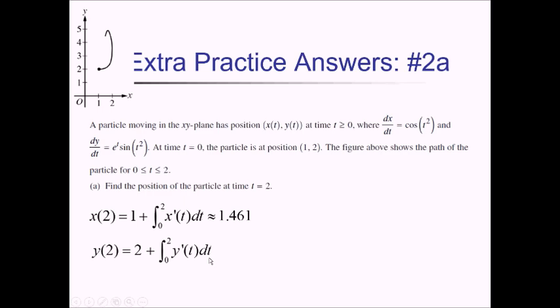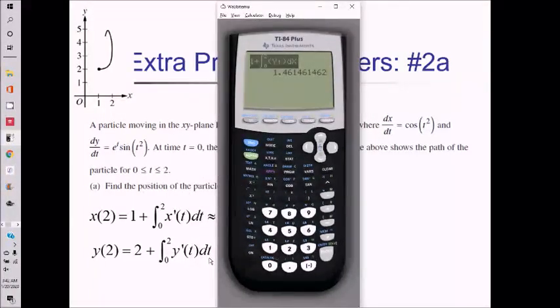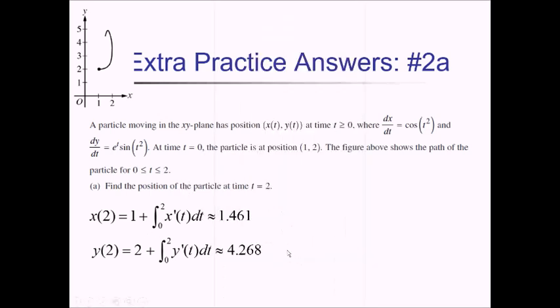Let's go back to the calculator for that. My setup is pretty similar. I'm actually going to yank my input from before, and I'm going to change this initial value here to a 2. Still have the same integral limits, but now I need y2 instead of y1 because I'm dealing with y prime instead of x prime. And press enter on all that. About 4.268. So that means we have a position of this, comma, this, and we'll call it a day on this one.